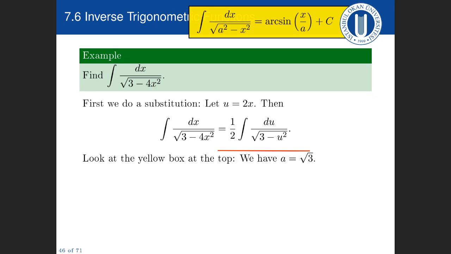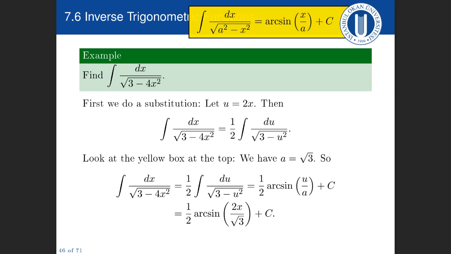Look at the yellow box at the top. We have the same type of thing, and we have a equal to the square root of 3. So this must be a half arcsine of u over a plus c, or a half arcsine of 2x over root 3 plus c. This is just using the formula and doing a little substitution.